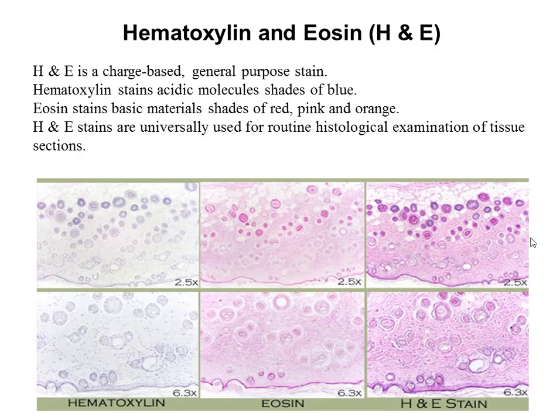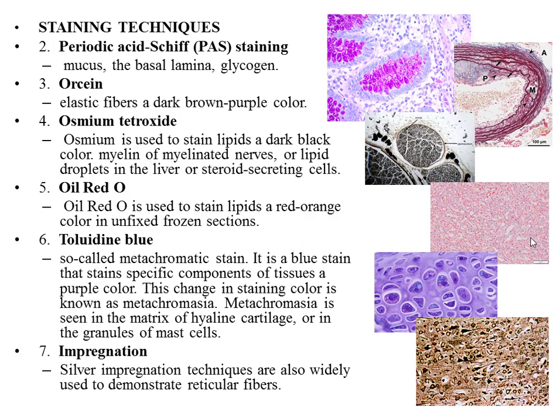And combination hematoxylin eosin gives us a normal picture where we can see connective tissue, cells, fat, nucleus and cytoplasm, and intranuclear inclusions. Next, staining techniques. Second, it's the periodic acid-Schiff, or PAS reaction. It stains mucus, basal lamina and glycogen. Third, orcein. It stains elastic fibers a dark brown-purple color.